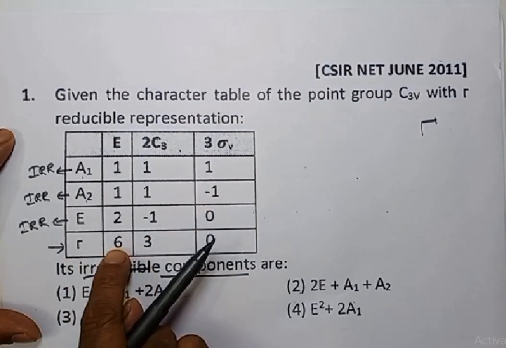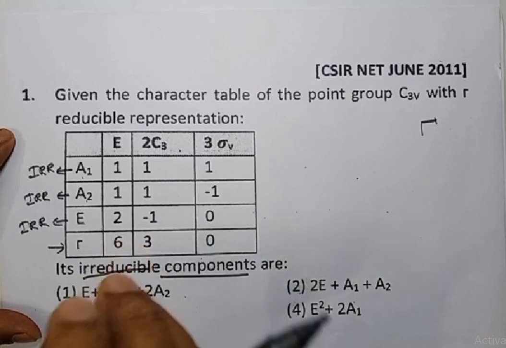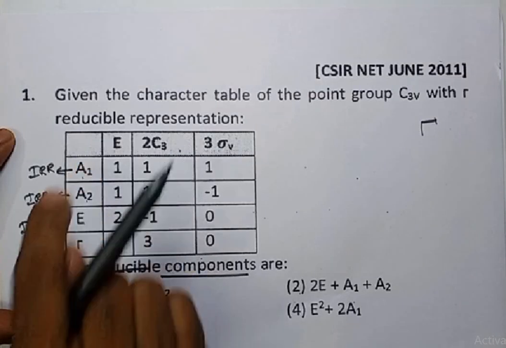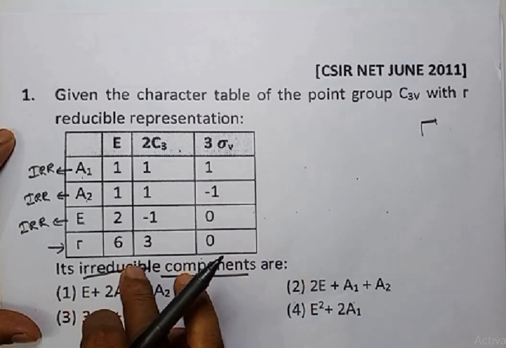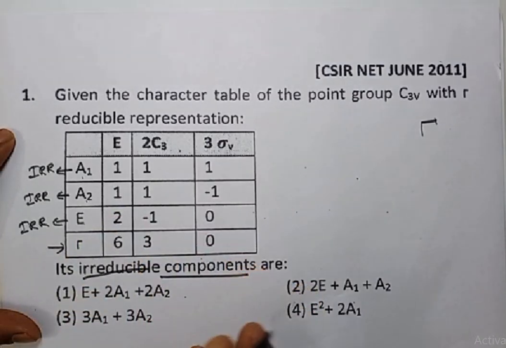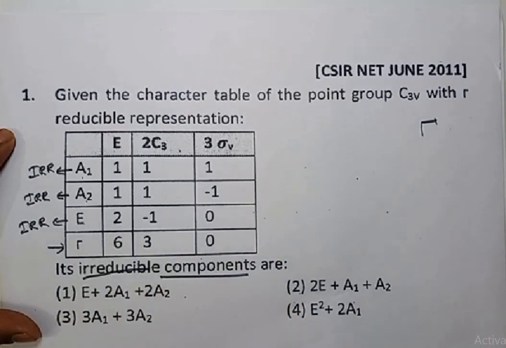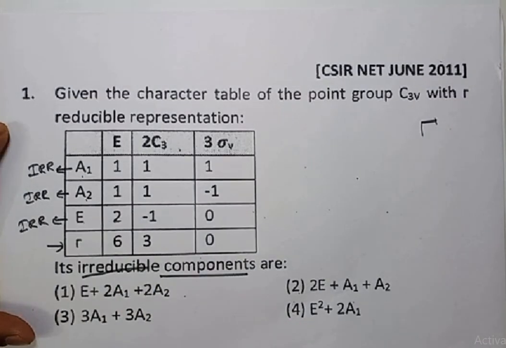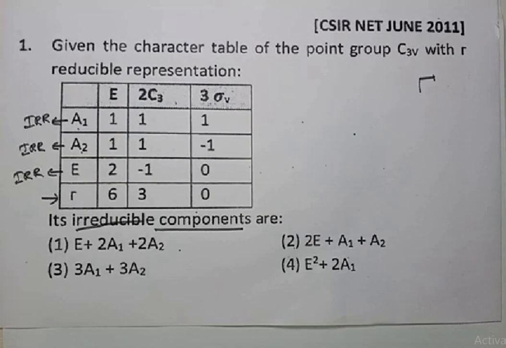Now what we have to do: this is a reducible representation, and now I am going to reduce this. If you reduce it, you will get some number of A1, some number of A2, some number of E. Every reducible representation, not only this one, is made up of irreducible representations. So if you decompose a reducible representation, we will get the irreducible representations present in it.